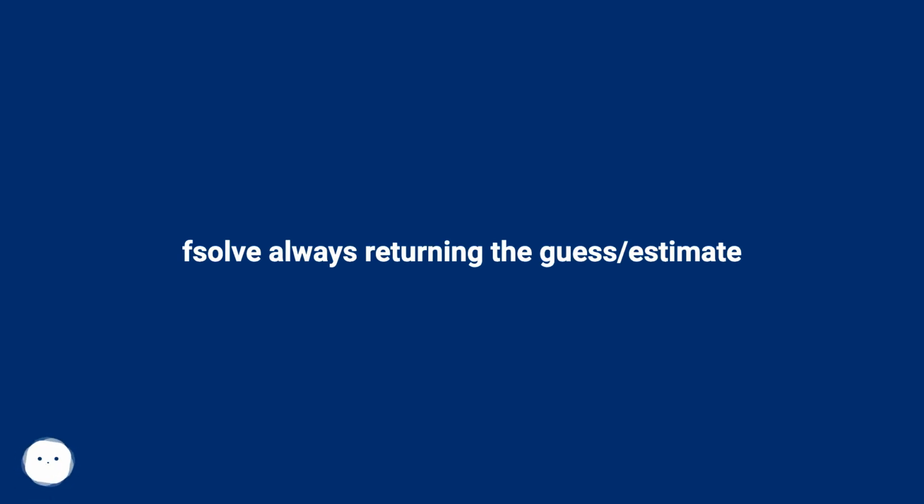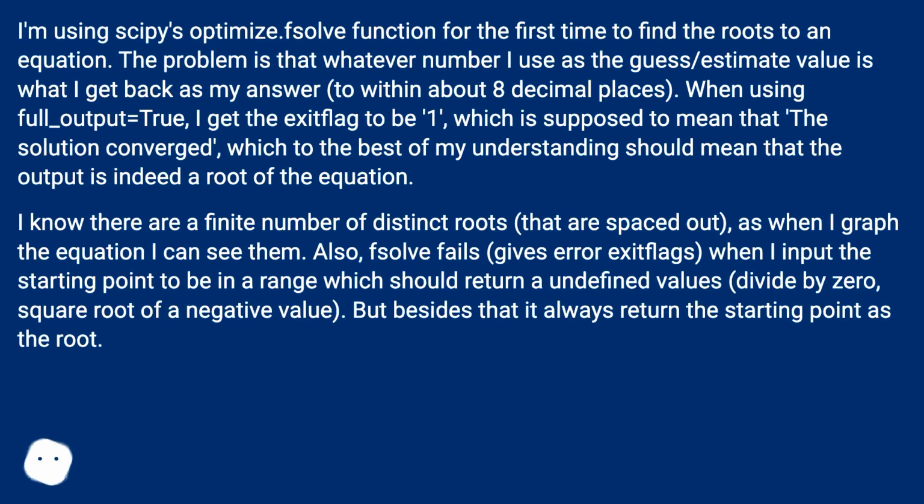Fsolve always returning the guess estimate. I'm using scipy's optimize.fsolve function for the first time to find the roots to an equation. The problem is that whatever number I use as the guess estimate value is what I get back as my answer, to within about 8 decimal places.